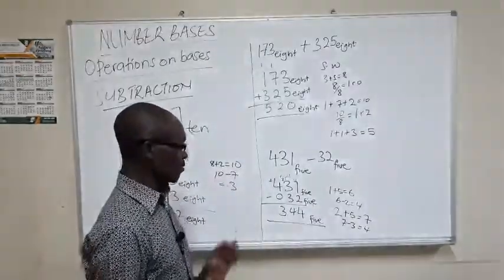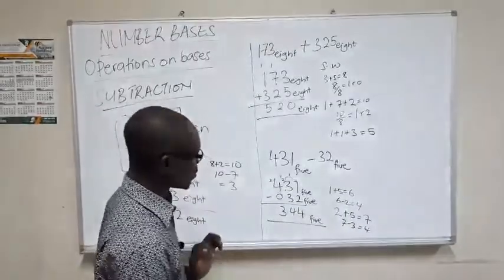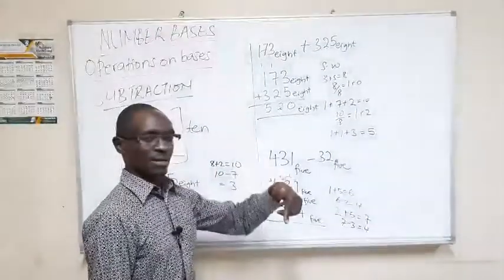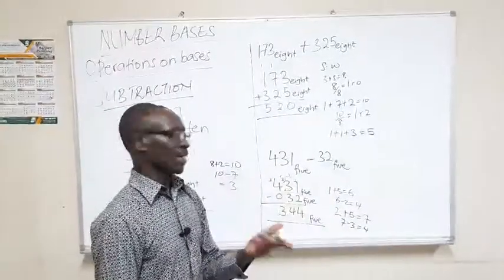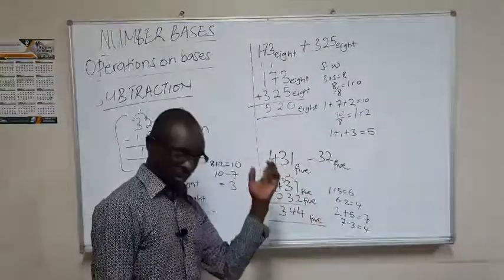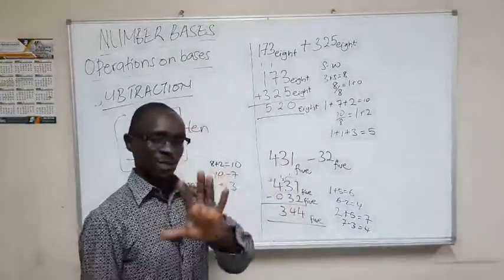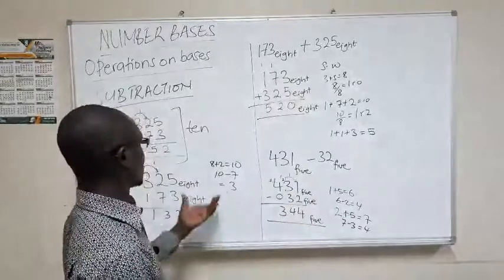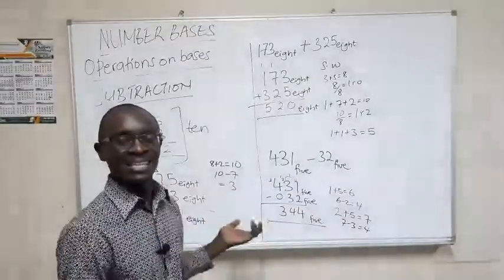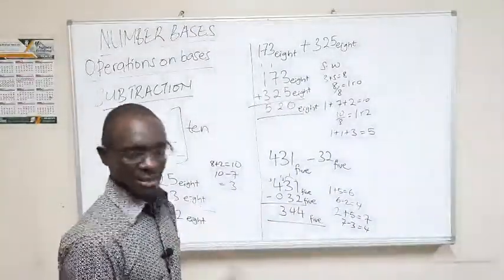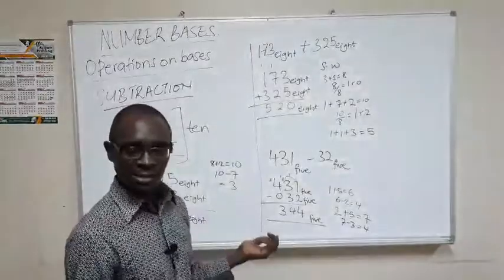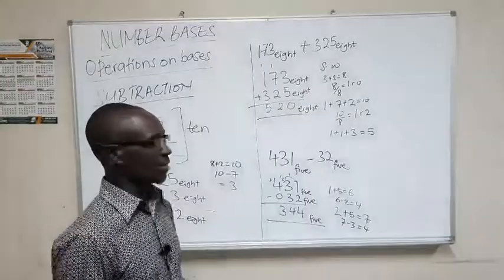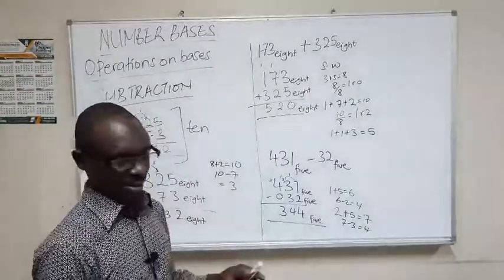As you also know before, when in base 10, the 1 you carry contains 10. When you're in base 5, the 1 you carry contains 5. When you go to base 8, the 1 you carry contains 8. When you go to base 9, the 1 you carry contains 9. When you go to base x, any base, the 1 you carry contains x. I hope that one is clear.